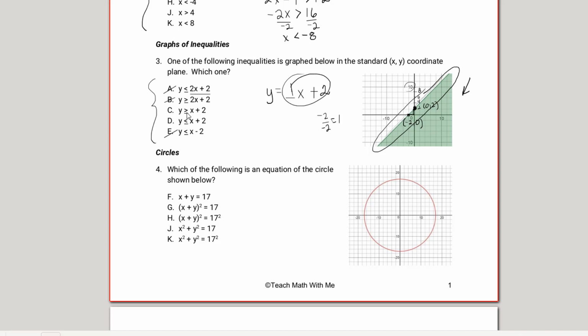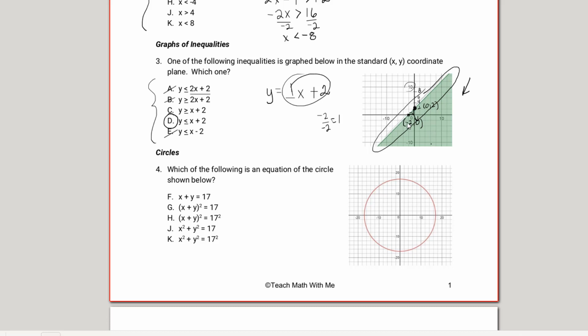Okay, so now we just need to know, is it greater than that or less than that? The more times you look at this problem, you will be able to tell that the shaded region is below the boundary line, right? So you will look at the shaded region and see that y is less than or equal to the x plus 2. That is going to be answer choice D.